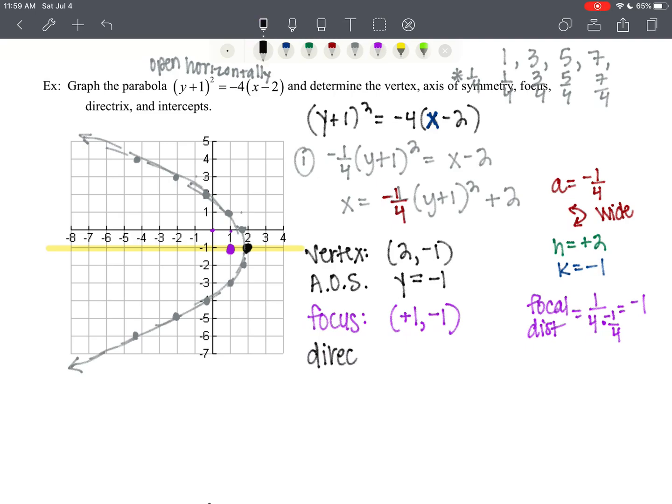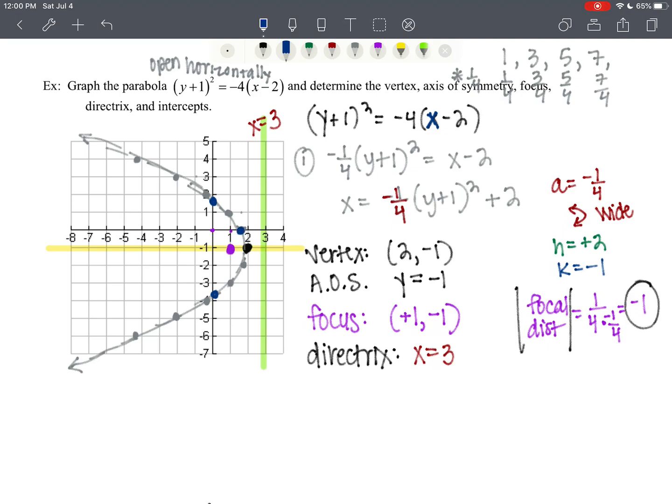The directrix is going to be that same distance of 1. So the distance is going to be the absolute value. So it's going to be a vertical line going through x equals 3. And then we've got some intercepts to deal with. We've got 2 y-intercepts and we've got this x-intercept.